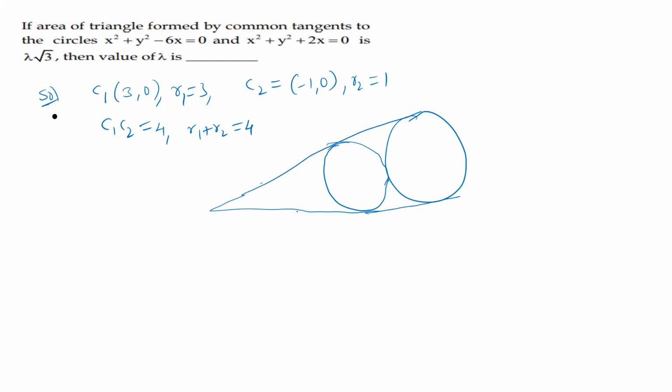Common angle between the area of triangle formed by the common tangents. Okay, now to the circles. With circles, the area we need to find out. This point. Now I'm joining the centers. This is C1, this is C2. C2 is (-1, 0), C1 is (3, 0). So the radius we already know, 3. This radius is 1. Join these points.